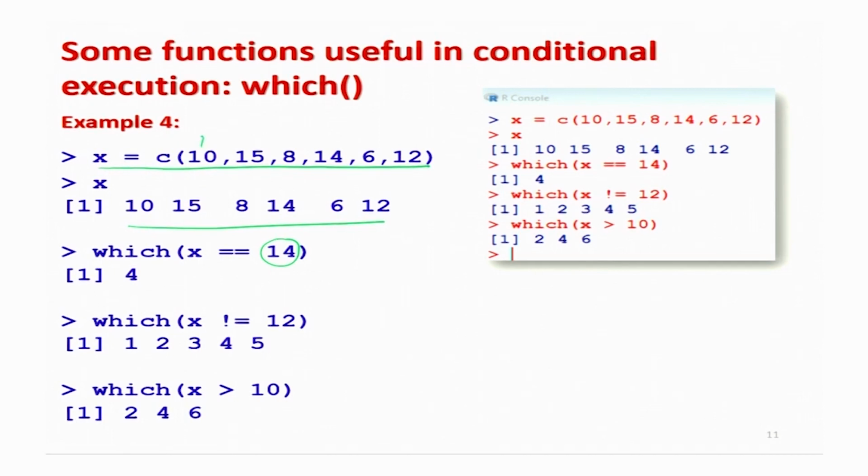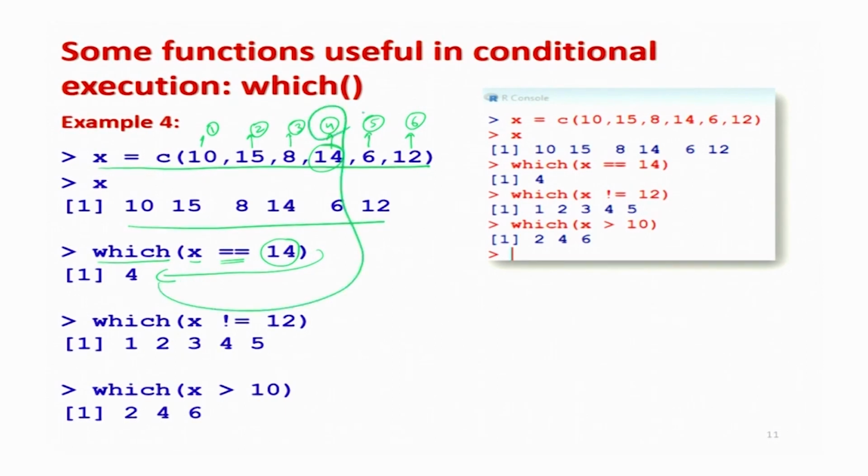So, you can see here 10 is at the location number 1, 15 is at the position number 2, 8 is at the location number 3, 14 is at the location number 4, 6 is at the location number 5 and 12 is at the location number 6, right. So, you want to know what is the position of this number 14 in this data vector. You write which, inside the parenthesis x and logical equal, that means 2 equality signs, equal to 14, and this will give you the answer 4. So, what is this 4? This 4 is the location of 14, right.